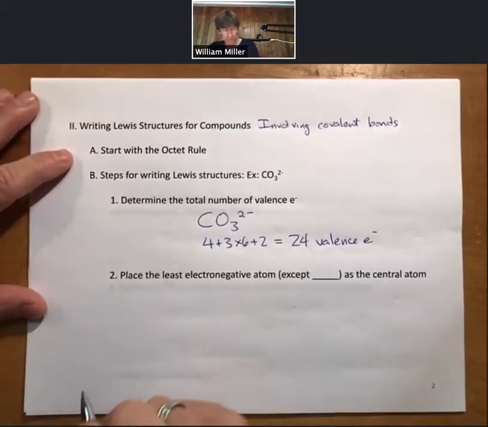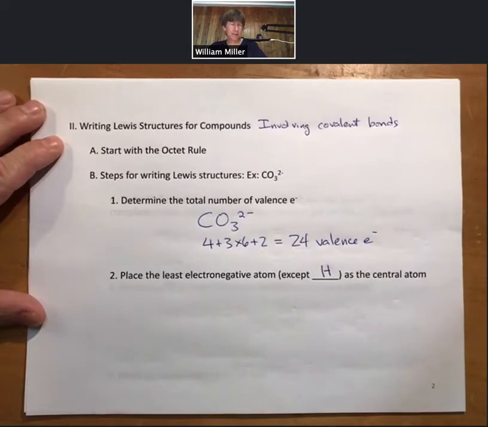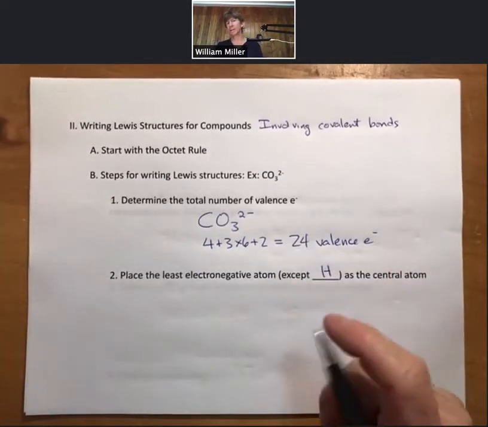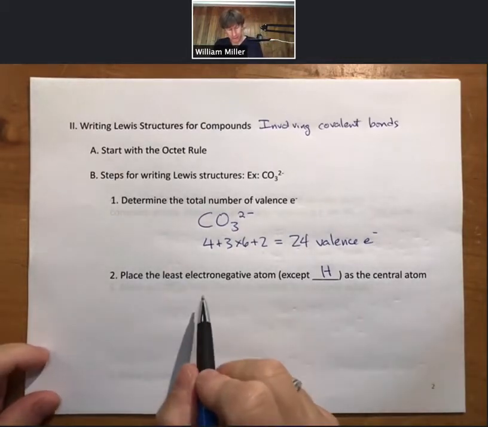Then we're going to place the least electronegative atom except hydrogen as the central atom. Hydrogen will only ever form 1 bond. Therefore, it will never be a center atom. It will always form 1 bond. To be a center atom, you have to form at least 2 bonds. Place the least electronegative atom.